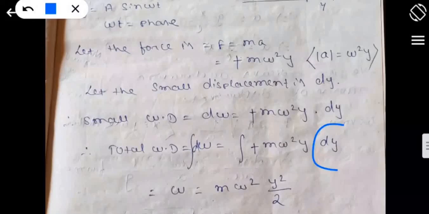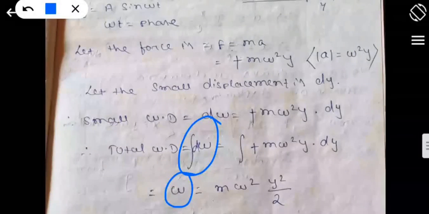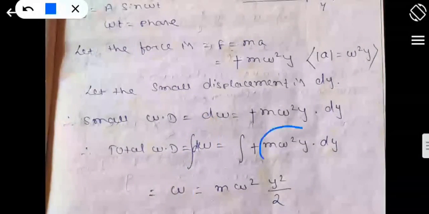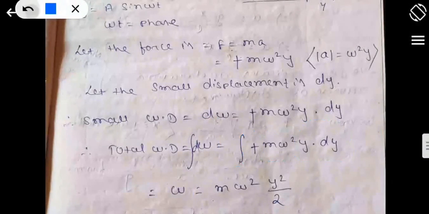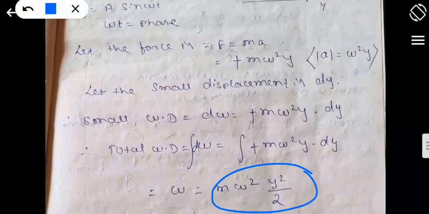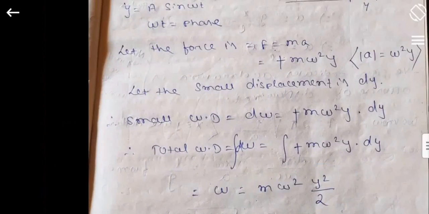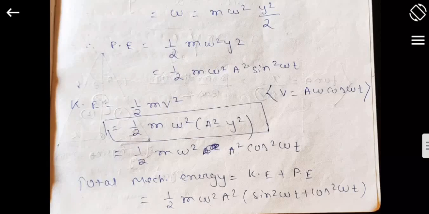So integrating both sides, integration of dw simply gives the total work done W. And we know that if you do the work, you are going to achieve energy. So this energy is m omega square outside, and what you need to integrate is y dy, the respective term. What is the integration of y dy? y square by 2. So W is equal to m omega square into y square by 2. Now let us proceed further.